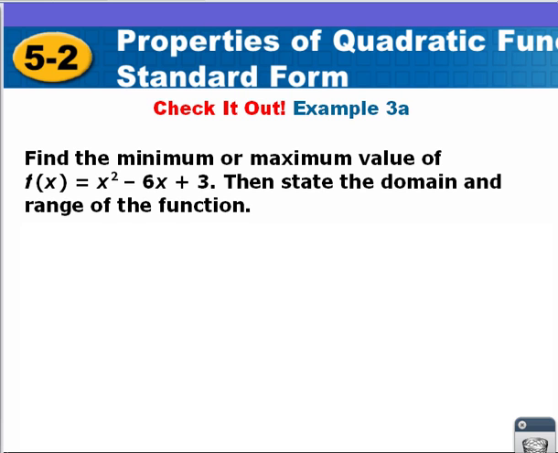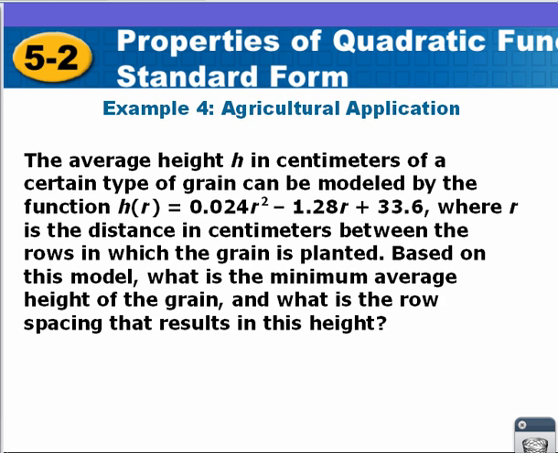All right, you will do this problem. You find the max or min and state the domain and range. I'm going to look at one application problem quickly. All right, so the average height in centimeters of a certain type of grain can be modeled by the function h of r. And here it is. R is the distance in centimeters between rows in which the grain is planted, and h is the height. So what's the minimum average height, and what is the row spacing?